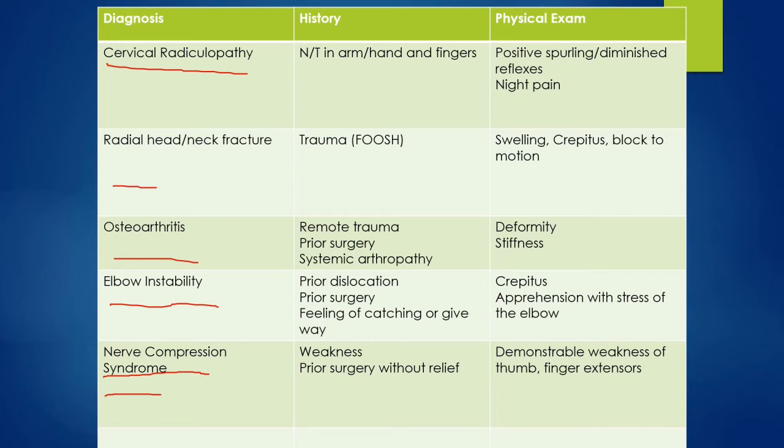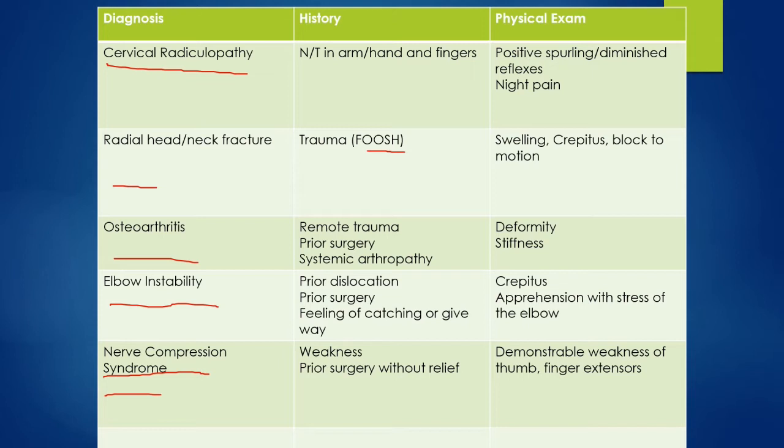With radial head or radial neck fracture, the examinee will have a history of trauma. Typically, that involves a fall on an outstretched hand that jams the radial head up into the capitellum of the humerus bone. And on physical exam, there'll be swelling, there'll be crepitus, and there'll be a hard block to motion that is painful.